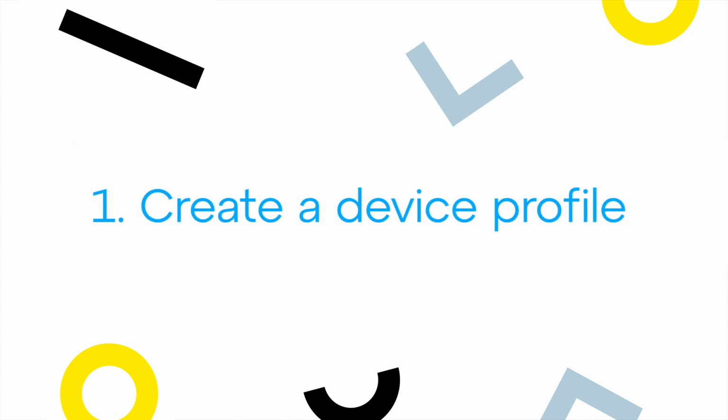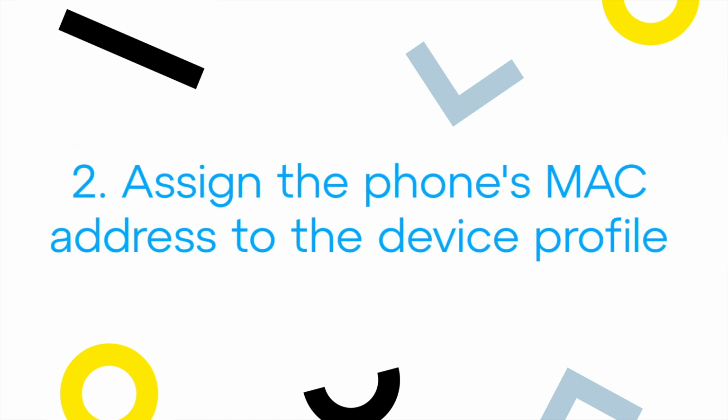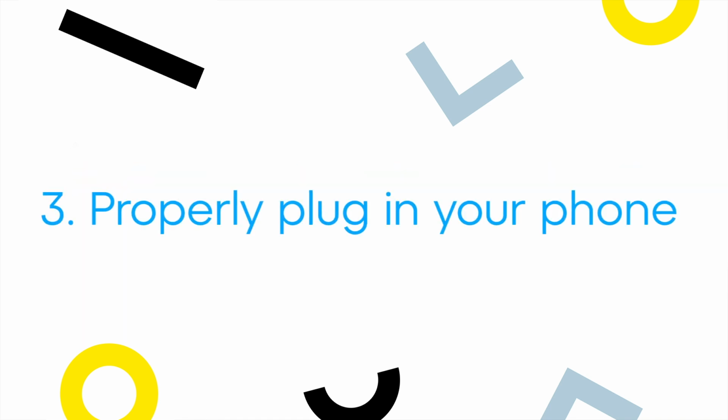Before you can provision your phone, you must do three things. First, create a device profile for your phone in the admin portal. Second, verify that you have assigned the phone's MAC address to the device profile. The MAC address is a unique 12-digit identification code typically found on the back of the device. And third, verify that you have properly plugged in your phone. Be sure to view our online resources if you have questions about any of those steps.